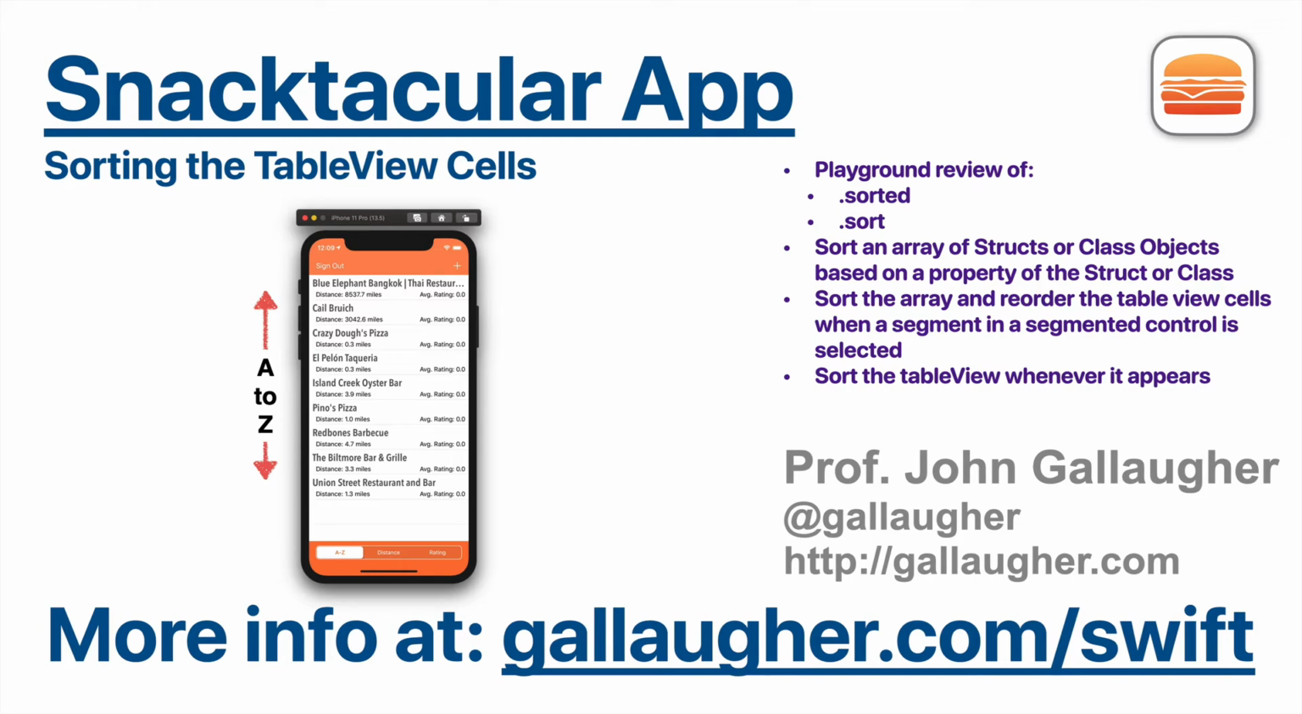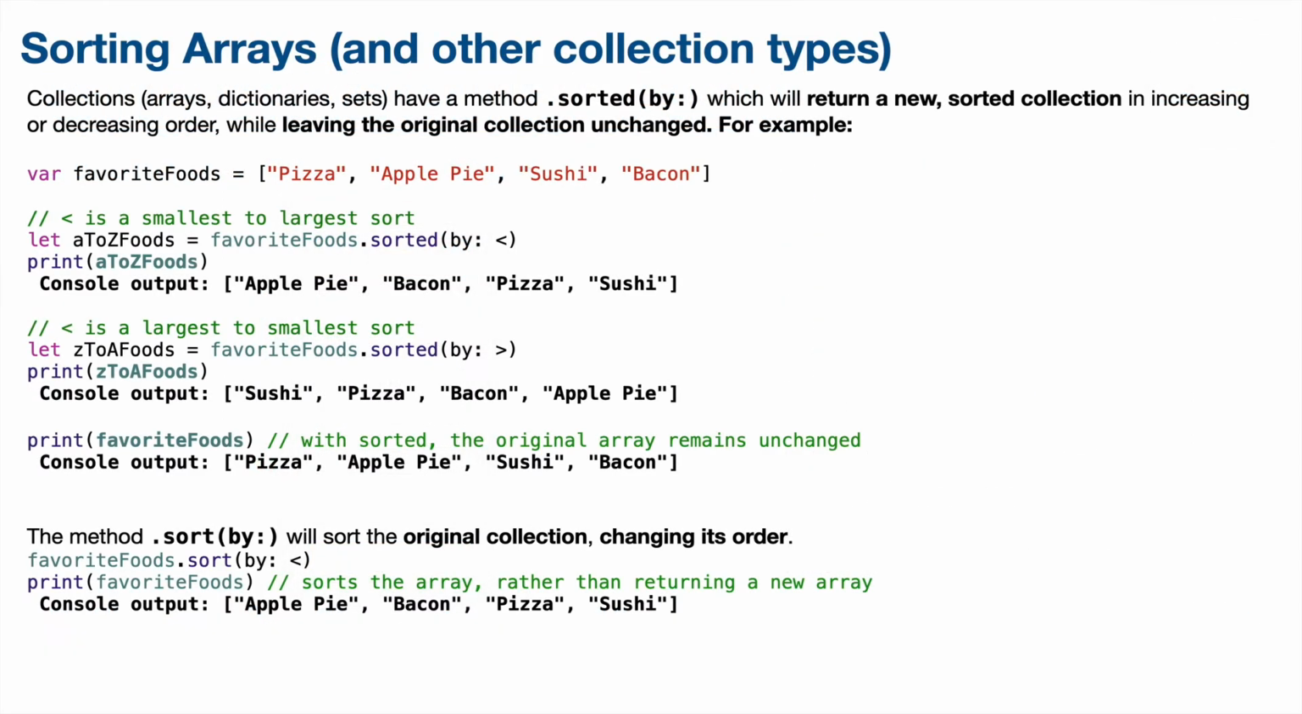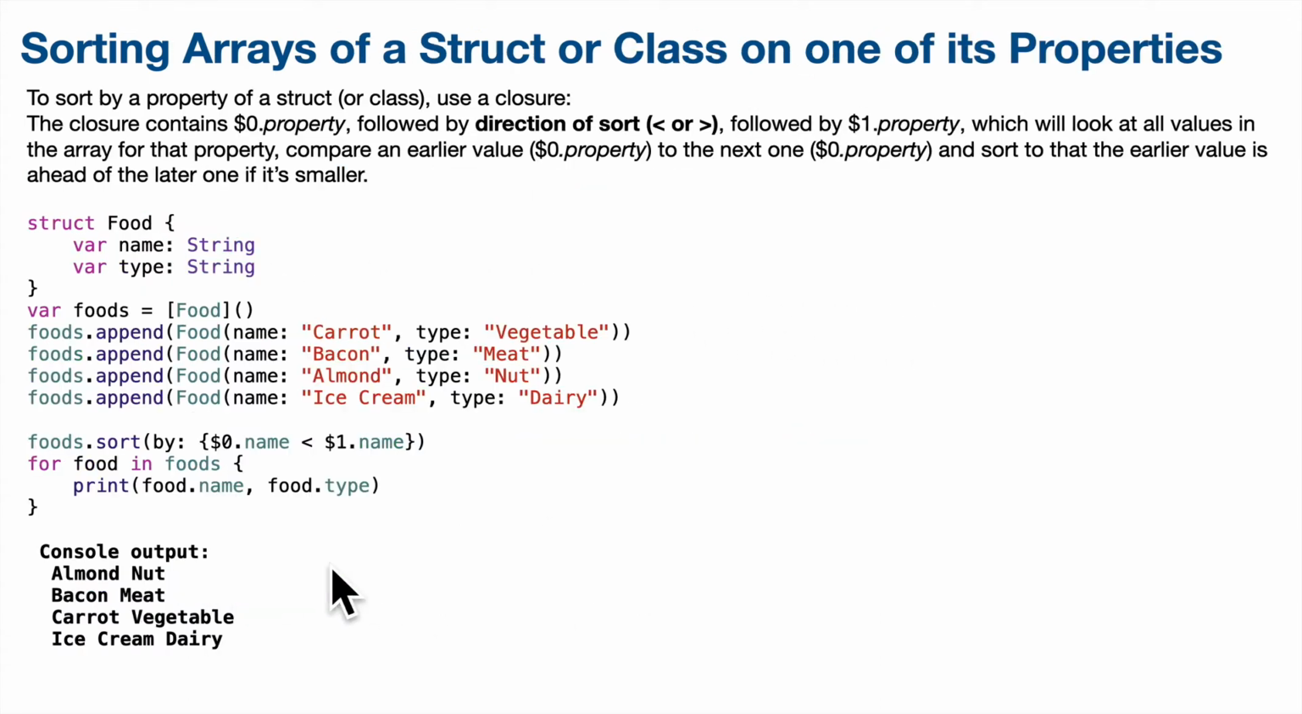Let's sort this out. Before we get into sorting the table view cells, let's quickly make sure that we know how to sort. And we'll do this by looking at some code examples in a playground. So first we'll go through these examples. We'll sort a string array in A to Z and then Z to A order. And we'll also cover the difference between the sorted and the sort methods. Then we'll briefly go through how to sort a struct or a class based on one of its properties. Then we can update our project to sort the table view cells.